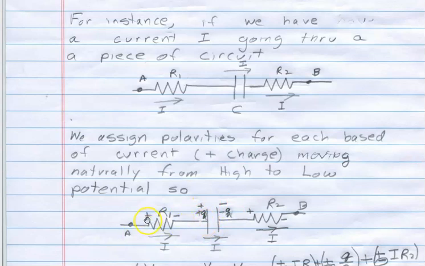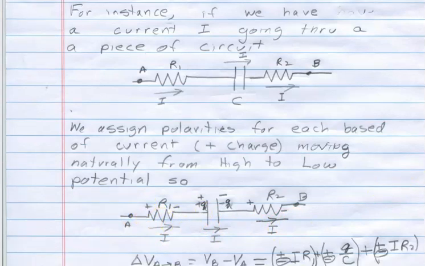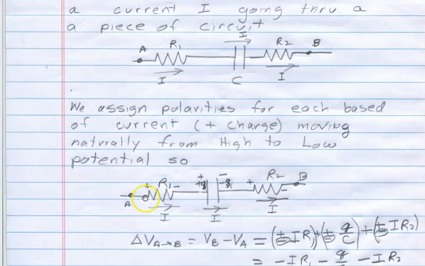We can also likewise mark the polarities of the resistors once I assign the current flow. So capacitors are pretty much like resistors insofar as it's the current flow direction that you're calling the positive flow direction that allows you to assign the polarities. Current always flows from high to low, so this is the high potential side, and this is the low potential side.